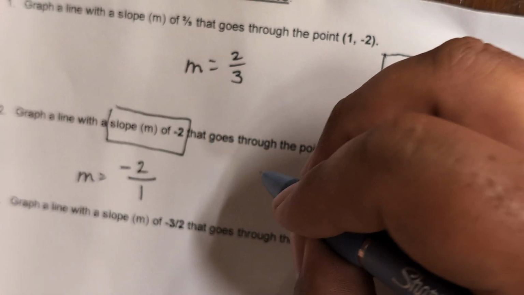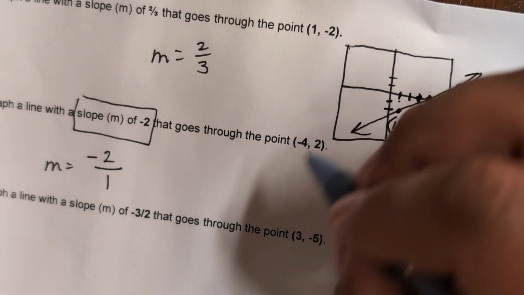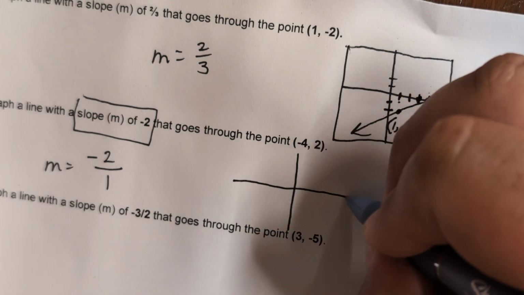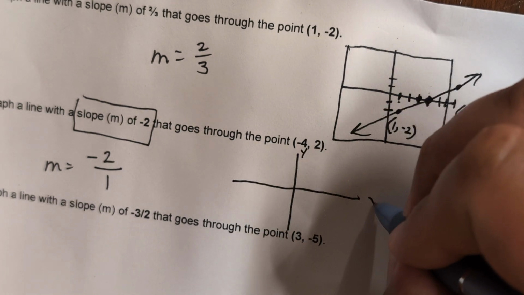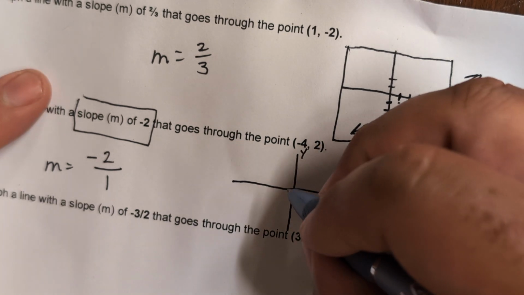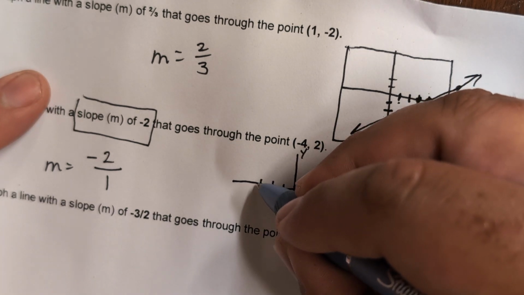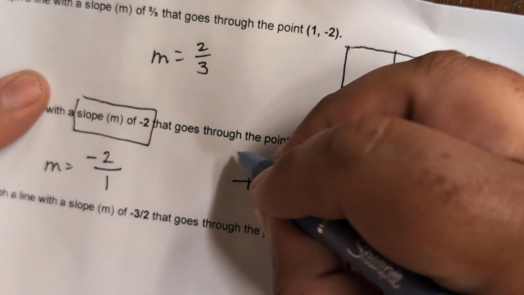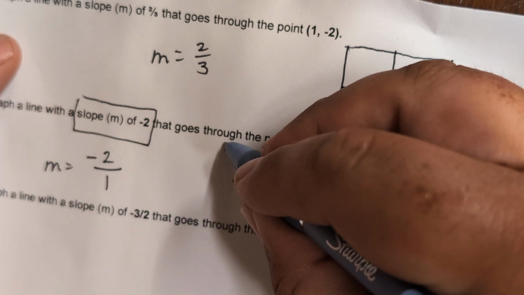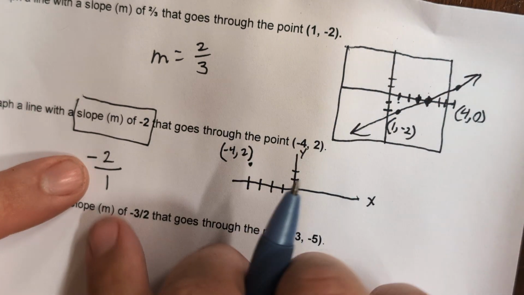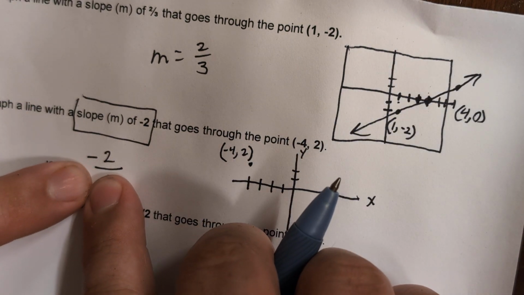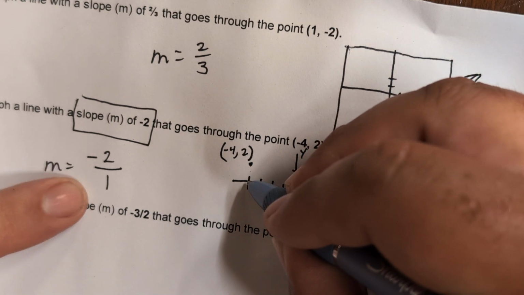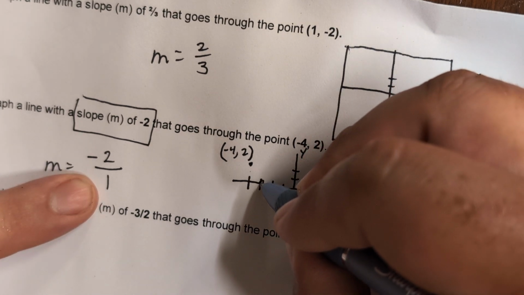That goes through this point. Again, we're going to draw. This time I'm not going to do a box. I'm just going to do a y-axis and an x-axis. So I'm going to start off at (-4, 2). 1, 2, 3, 4, 2, 1, 2. Now, my rise is -2. Since it's negative, I'm going to fall 1, 2, and then the 1 is positive, so I'm going to go over 1.